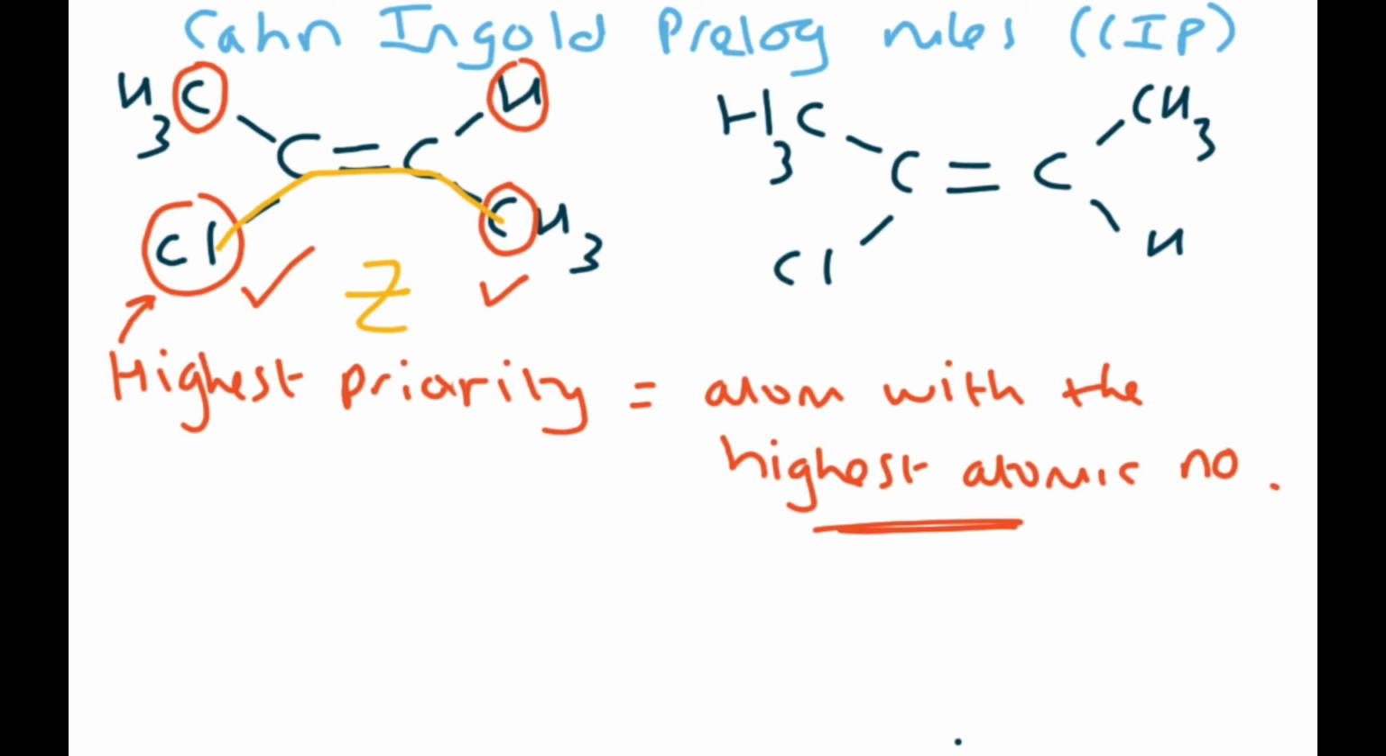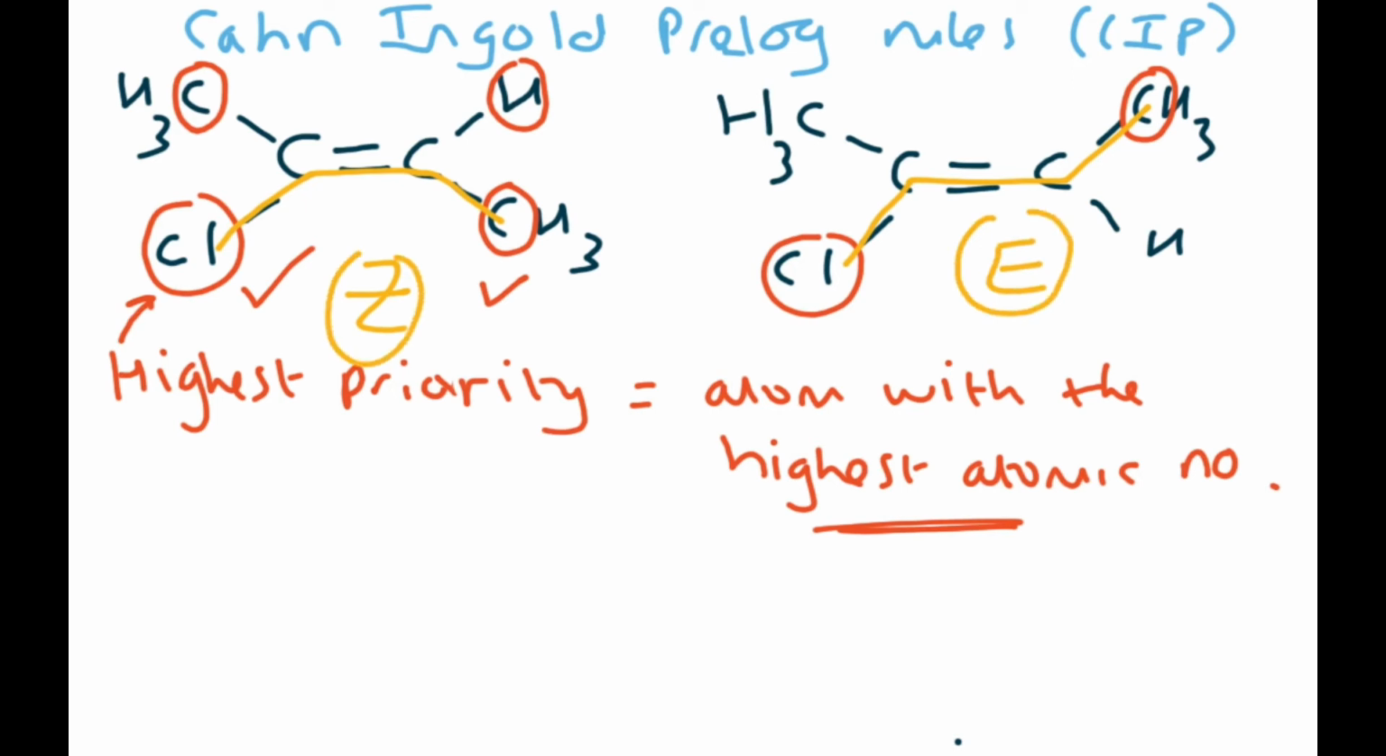Let's do the same thing with its other isomer. So we say which one has got the highest priority? It's the Cl. Which one on this carbon on the right hand side has got the highest priority? It's the carbon, and they are on opposite sides, and that is called the E isomer.